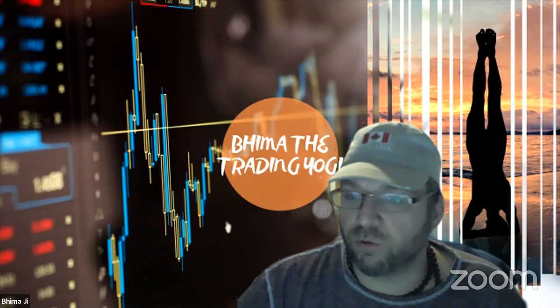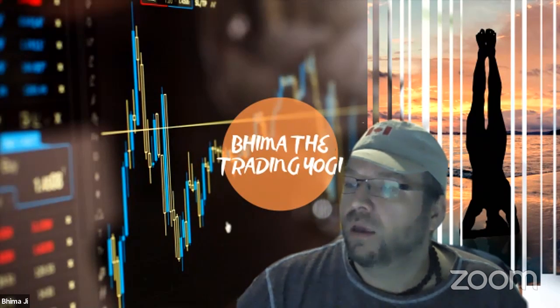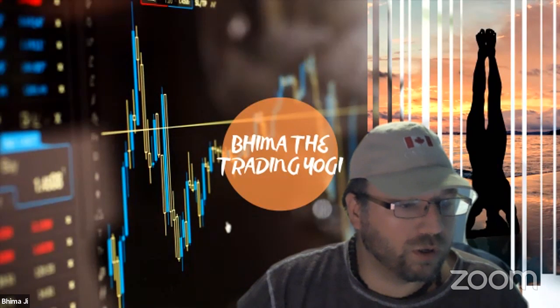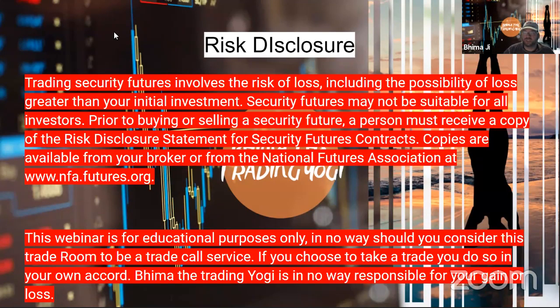Before we go any further, let's take a minute and look at the risk disclosure for our trade room right here. Trading a security future involves the risk of loss, including the possibility of loss greater than your initial investment. Security futures may not be suitable for all investors. Prior to buying or selling a security future, a person must receive a copy of the risk disclosure statement for its security futures contract. Copies are available from your broker or from the National Futures Association at www.nfa.futures.org. This webinar is for educational purposes only.